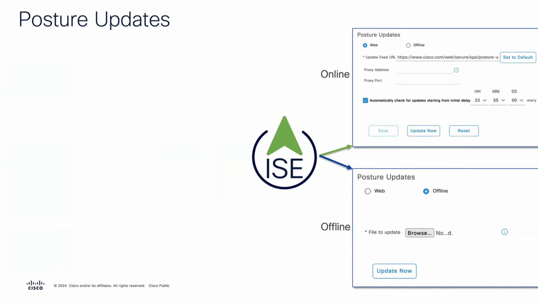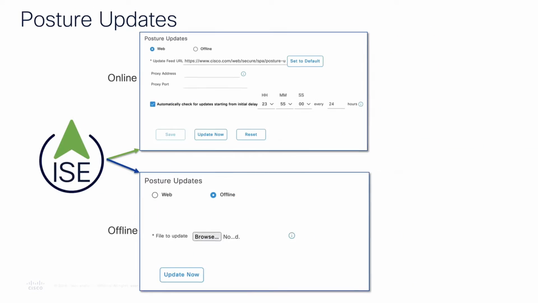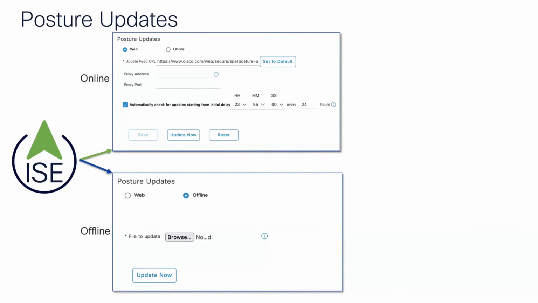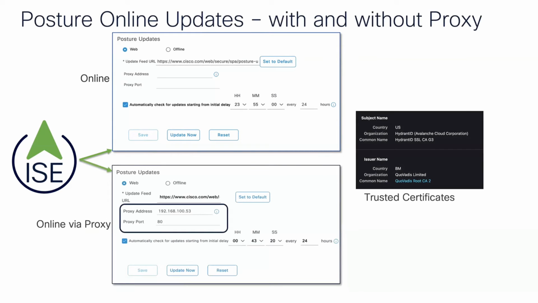If it is online, we again have two possibilities for us to reach the feed URL and update the support chart information. If your ISE is reachable to the feed service straight away, you can make use of the online way, or if it is possible for ISE to reach the feed URL via proxy service, you can configure the proxy and reach the feed URL and get the update accordingly.